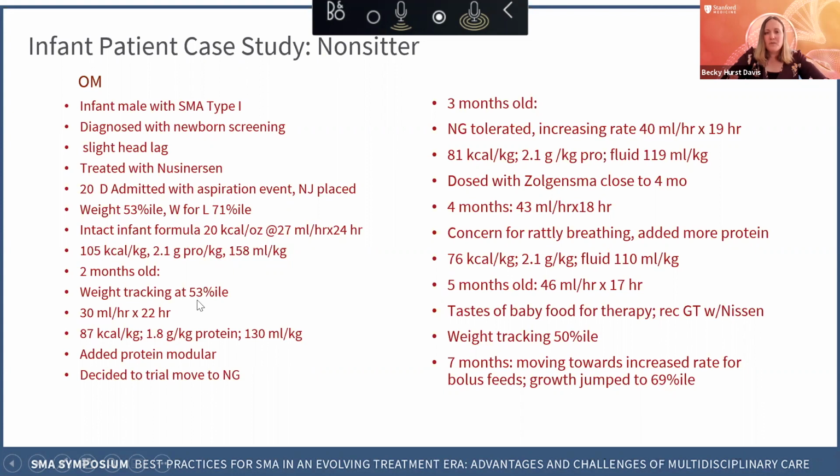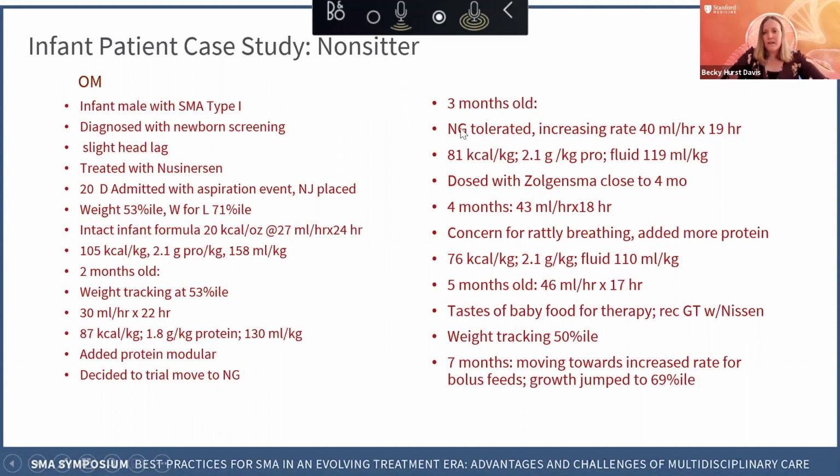At 2 months of age, he was still on continuous feeds, weight tracking at the 53rd percentile. His rate had gone up a little bit and we were able to step back a bit from continuous feeds. You'll see that his calorie needs went from 105 kcals per kg to about 87. For young infants, I like to be closer to 2 grams per kilogram of protein. So at this point, we added a protein modular and we decided to trial a move to an NG tube to see if he could tolerate that.